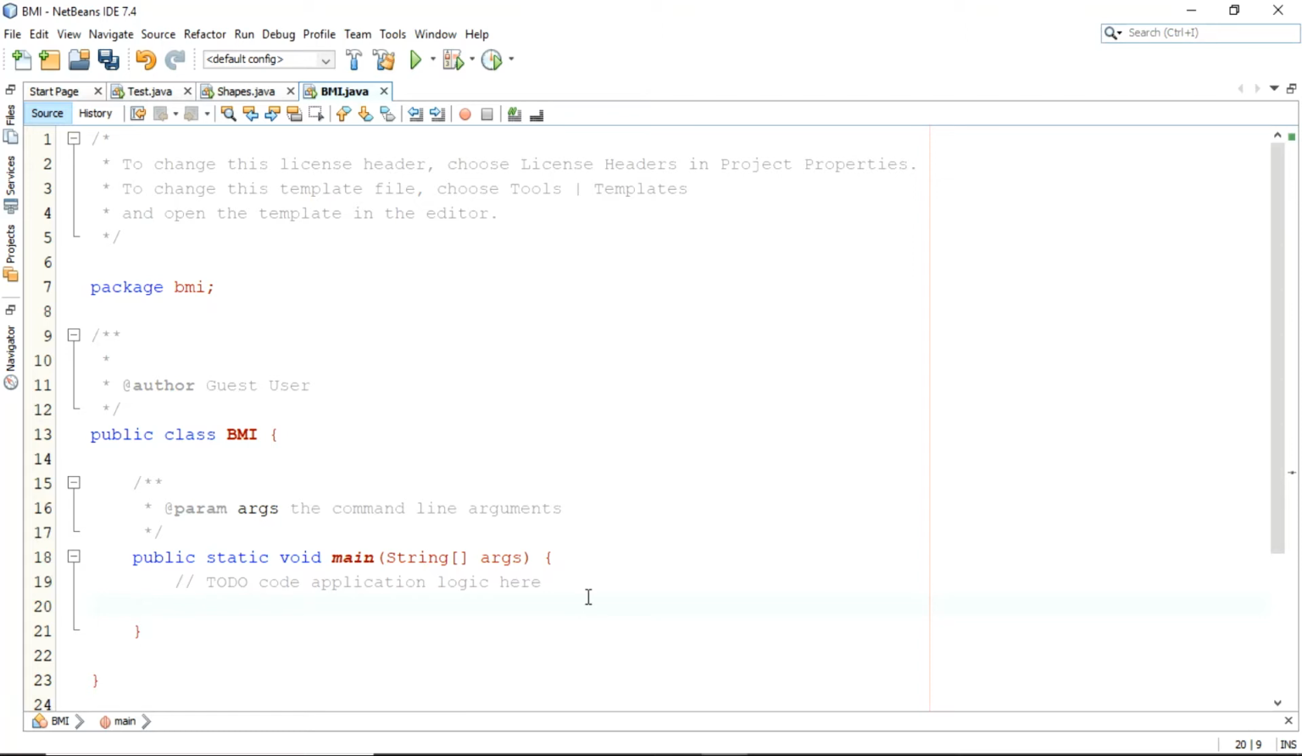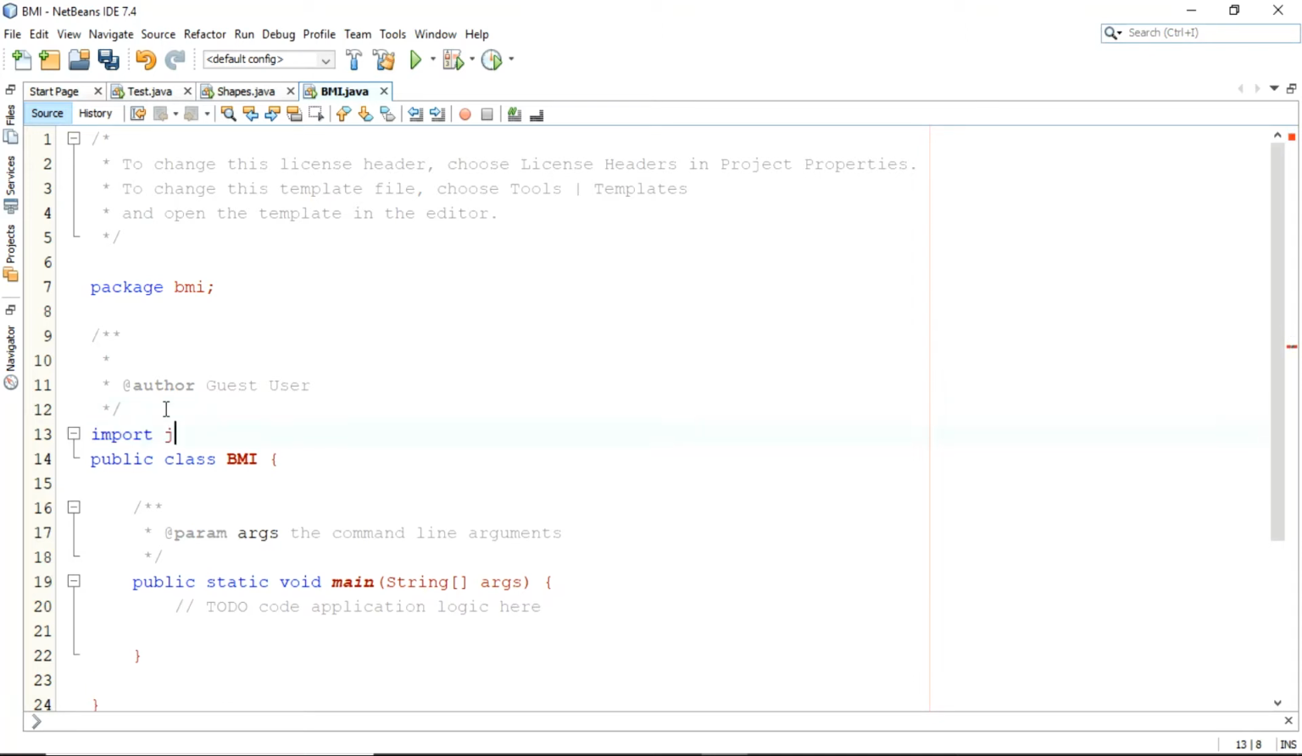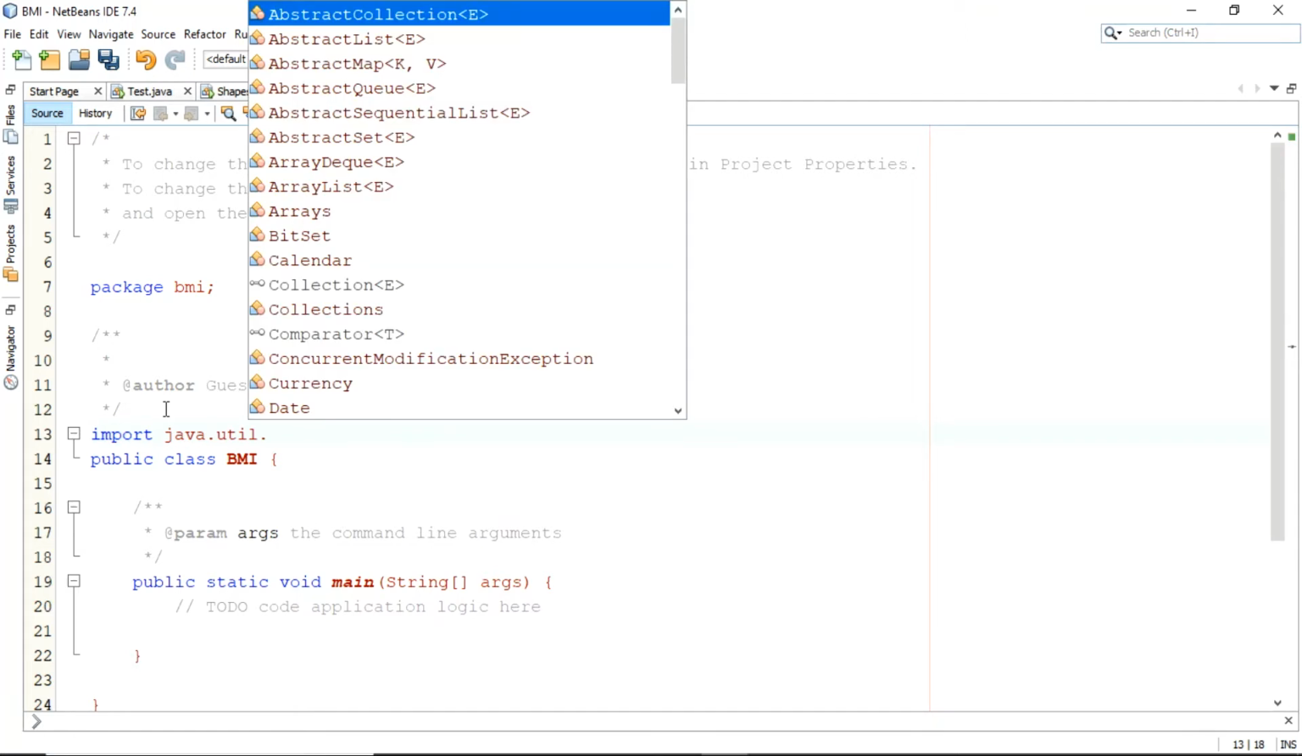So in Java, if you want to use a predefined Java class, then you have to import it before your main class. So you're going to begin by importing first the Scanner class. So you're going to import java.util.Scanner. So once we have that class, we can now look at solving our problem.